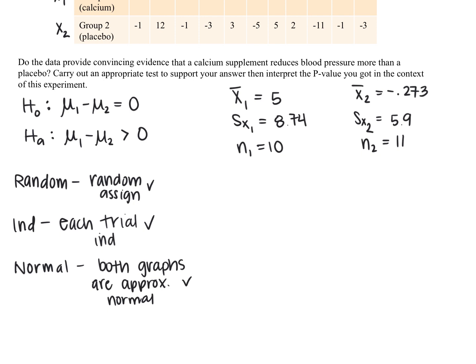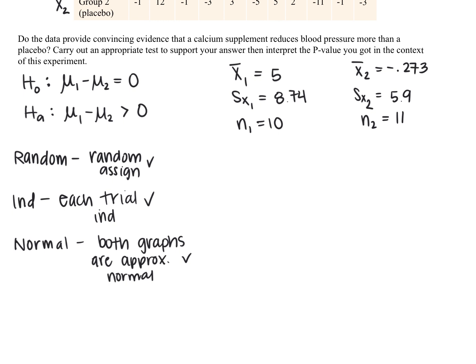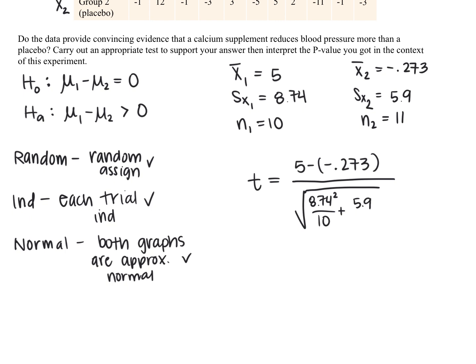So again, using our calculator is probably a better option to find our p-value than using the formula. But you still have to show me the formula steps. So for our formula, we would do x1 minus x2, so 5 minus negative 0.273. And I don't have to subtract 0 from that. All over the square root of 8.74 squared over 10 plus 5.9 squared over 11, which is going to give us a test statistic of 1.6.